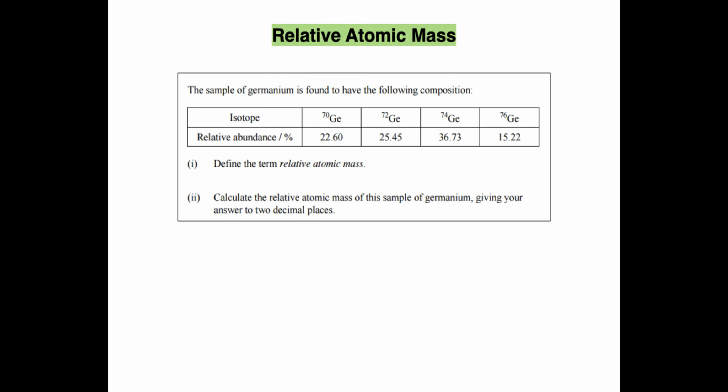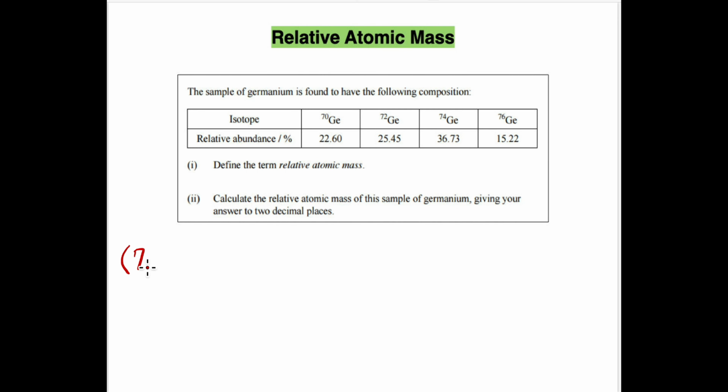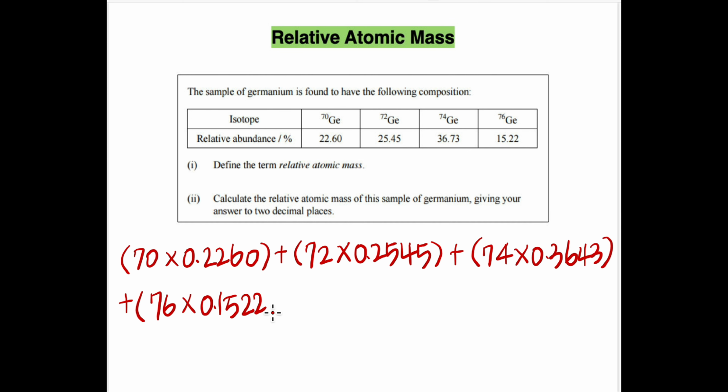So in order to find the relative atomic mass of germanium, we need to take into account all the relative abundances of each isotope. We can do this by multiplying the mass number of each isotope by its relative abundance and adding them all together. Then we will get an answer of 72.89 grams per mole.